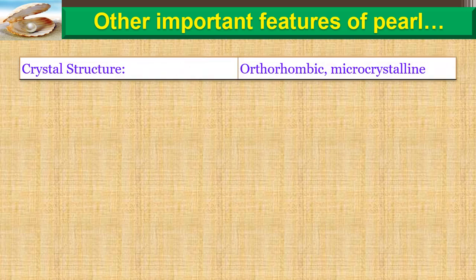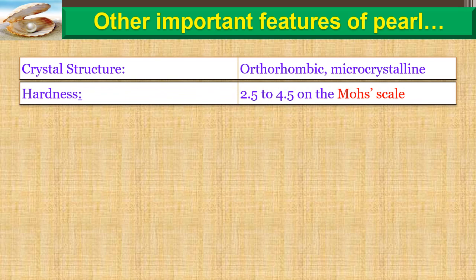Other important features of pearl. The crystal structure is orthorhombic or microcrystalline in nature. Hardness 2.5 to 4.5 on the Mohs scale. The Mohs scale of mineral hardness is a qualitative ordinal scale.